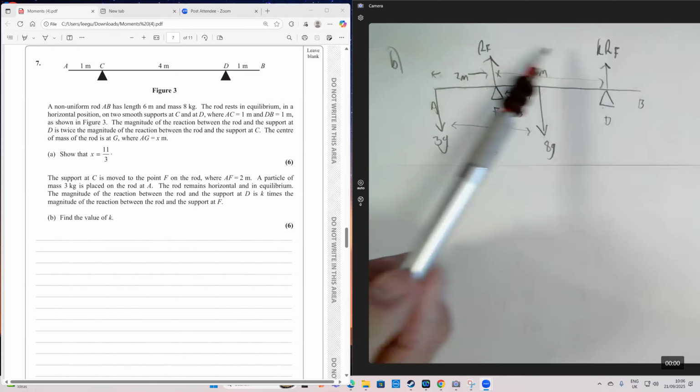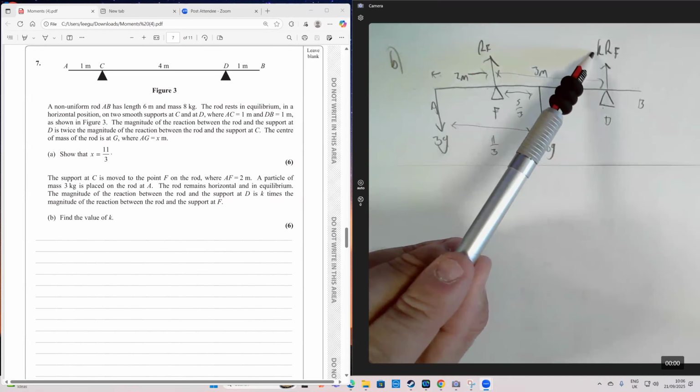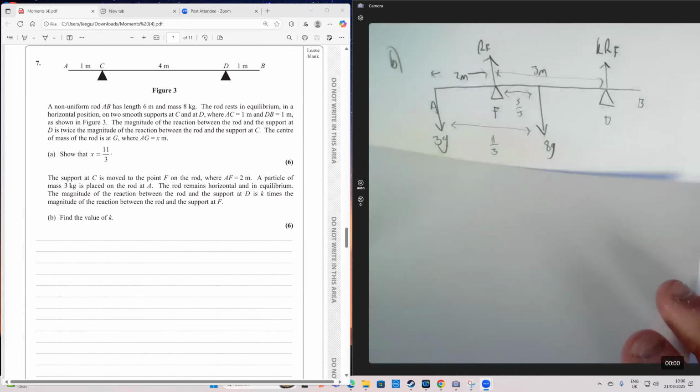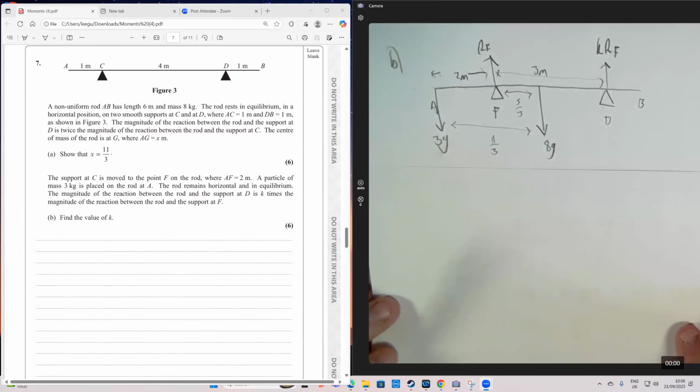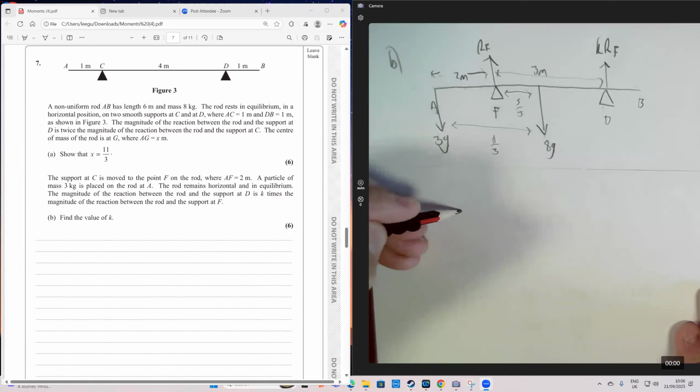So here we've got a reaction at F, RF, and I've written this one as K times RF. So that's our kind of sketch for that first bit. Okay, perfect. Right, so let's think about what we're going to do to start off with then. First of all, we are going to resolve vertically. So we've got our sketch, let us resolve vertically.